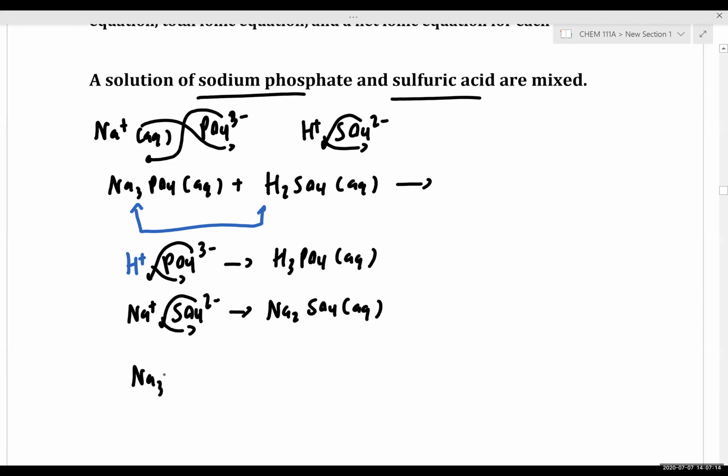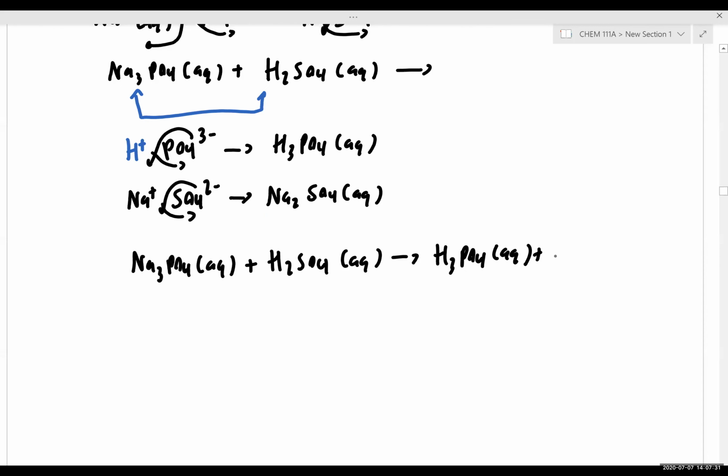So we have Na3PO4 aqueous plus H2SO4 aqueous leads to H3PO4 aqueous plus sodium sulfate, which is Na2SO4 aqueous. Now we have to ask ourselves before we get too over eager, is this equation balanced? Is this equation balanced as written?